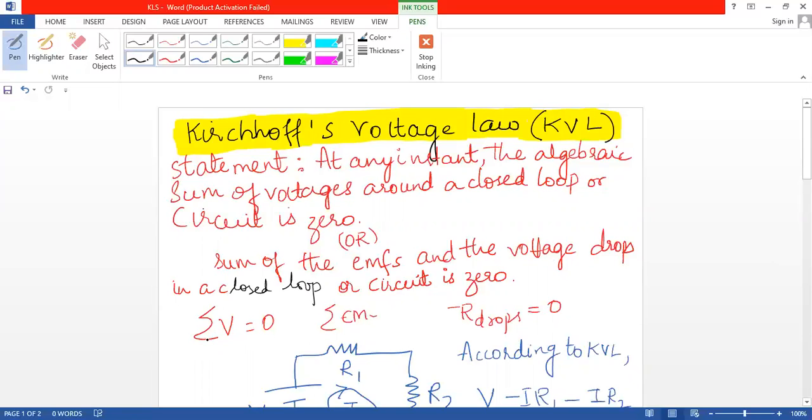So mathematically we can say that the summation of V is equal to 0, or the sigma of EMFs and the summation of IR drops is equal to 0. So the sum of all the EMFs in a circuit and the sum of all voltage drops is equal to 0.